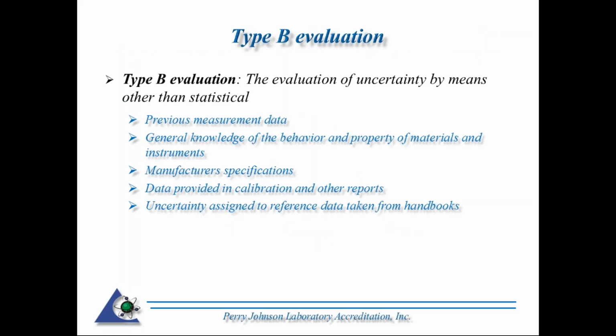Okay, so that's type A evaluation. Type B evaluation is the evaluation of uncertainty by means other than statistical. Often these are things that are given, they're assigned. It could be based on previous measurement data. Could be based on knowledge of behavior of properties of material and instruments. Could come from manufacturer specifications. Could come from data provided in calibration and other reports, i.e., that comes from your standards and equipment that you're using. You're having those calibrated and you get a calibration report for those. Typically, you don't have a calibration with no uncertainty on those reports. Uncertainty can also be assigned to reference data taken from handbooks.